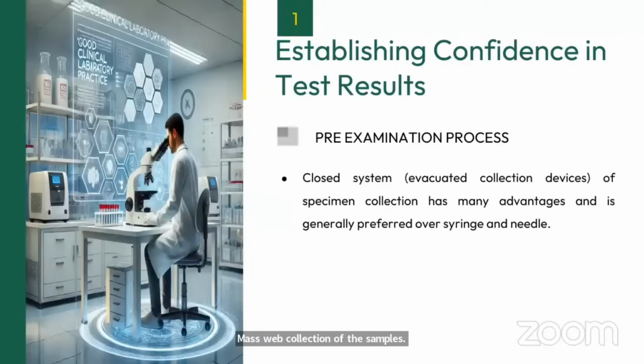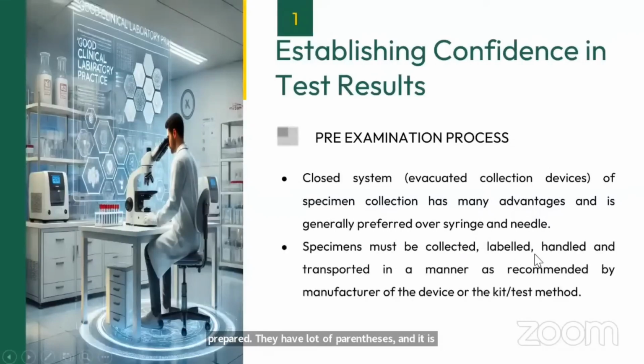You have two systems for sample collection. One is the closed system and one is the open system. Closed systems are basically those in which you have created collection devices. So we have vacuum tubes or evacuated tubes which are used for sample collection. They have a lot of advantages. They ensure the appropriate sample collection volumes. They also ensure appropriate and reliable collection methodologies and techniques, rather than syringes and needles. Good Clinical Laboratory Practices from ICMR specifically insist that a closed collection system should be preferred. It is generally preferred over syringe and needle.